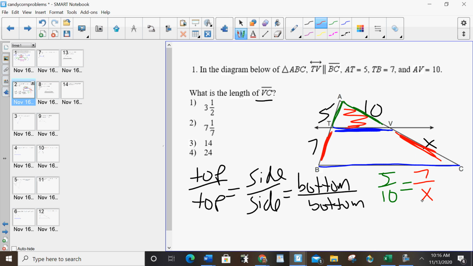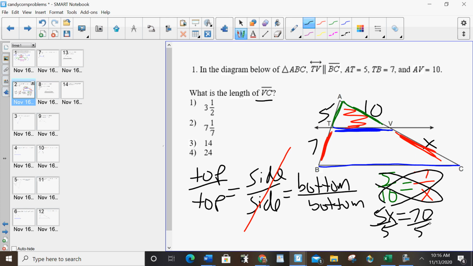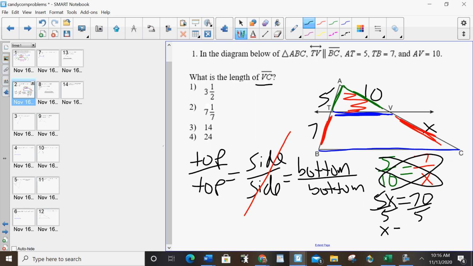In this case, I didn't have the sides. I could have done it with the sides. It gets a little bit more complicated, but I have both tops. I had both bottoms. So I did top over top equals bottom over bottom. From here, I cross multiply and solve, just like we've been doing. 5x equals 70. Divide by 5. X equals 14.